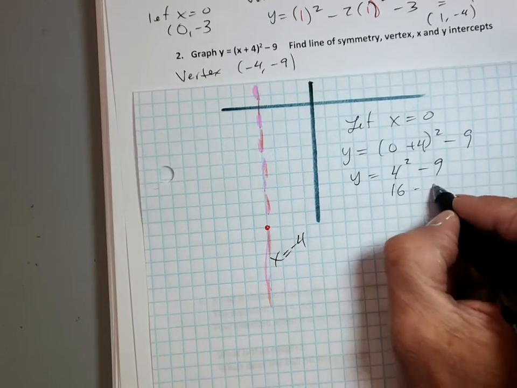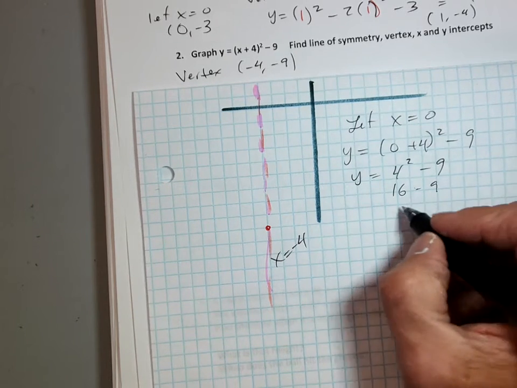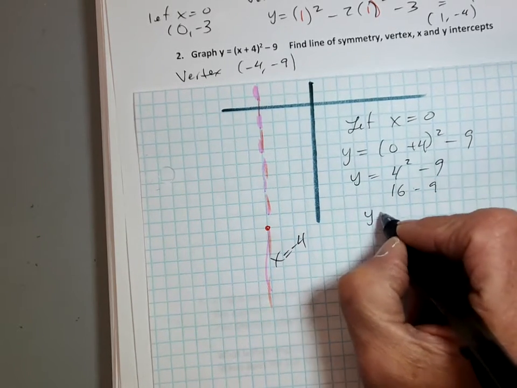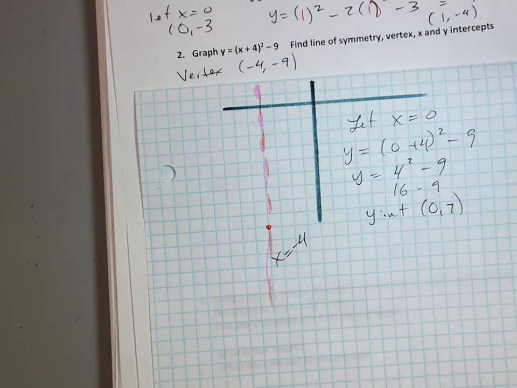16 minus 9, which is 7, right? Okay, so I've got my y-intercept. Y-intercept is at (0, 7). Way up there on my graph. It's not going to fit. Oh well. I'll have to fold my graph back over and get it, okay?